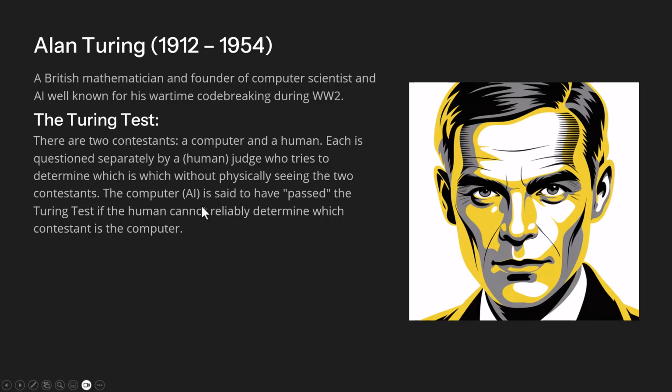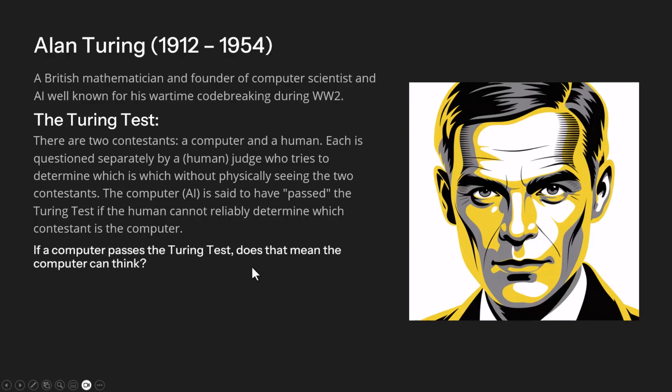And the computer is said to have passed the Turing test if the human cannot reliably determine which contestant is the computer. So if I can't really tell when I'm discussing with a human versus a computer, if the computer seems like a human, and I can't tell the difference between talking to the human and the computer, I would say that this computer or artificial intelligence has passed the Turing test.